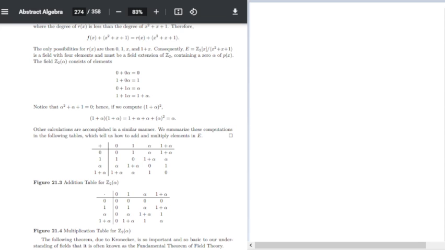Hence, if we compute (1 plus a) squared, (1 plus a) times (1 plus a) is equal to 1 plus a plus a squared is equal to a. Other calculations are accomplished in a similar manner. We summarize these computations in the following tables, which tell us how to add and multiply elements in E.